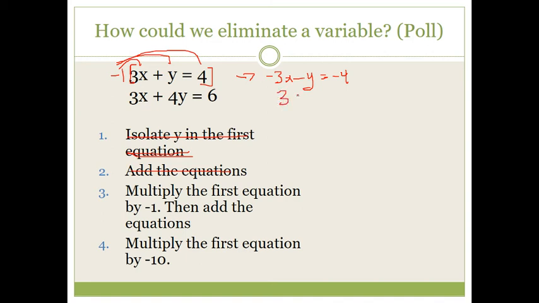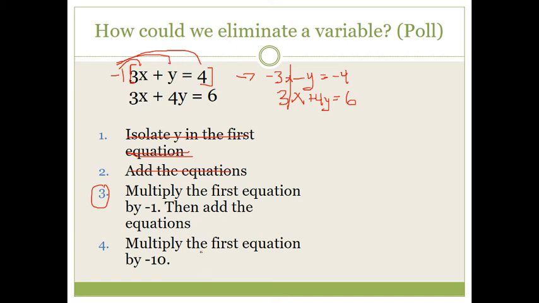Now what happens if I add it to the second equation? You can see that if I add it to the second equation, minus 3x plus 3x would eliminate, would cancel. So we did in fact eliminate a variable using what option 3 suggested, multiplying by negative 1. Whenever you look at equations and they have the same coefficient in front of them, by coefficient, I mean the number in front of the variable, when they're identical, like in this case we had 3 and 3, we can eliminate that variable just by multiplying one of the equations by negative 1.